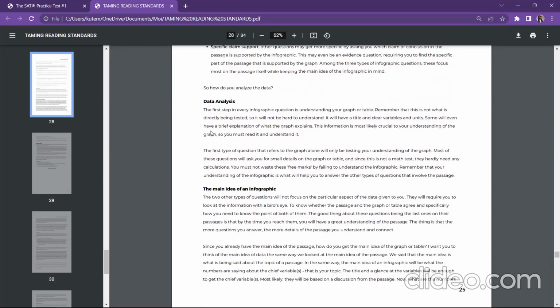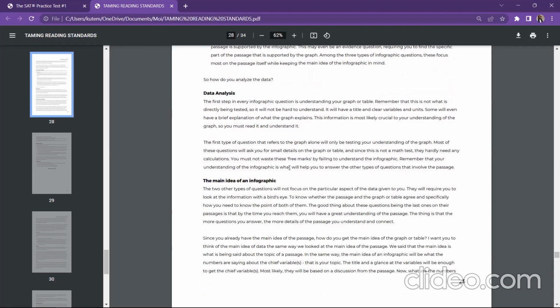Okay, so when it comes to data analysis, you're going to have either a graph or a table, and this is not going to be math, like I said. So you have to really learn to not focus on the little details in the graph. And obviously it will be clear. You have a title, you have variables and units, like the graph we saw in the passage. Each thing was labeled. So it's not going to be hard for you to be able to read the graph.